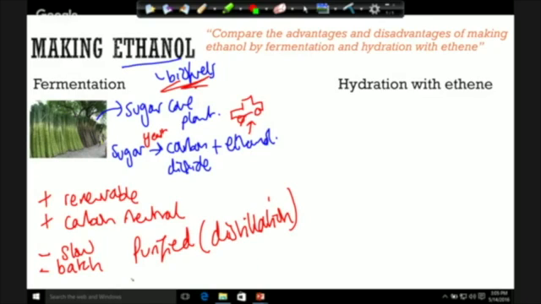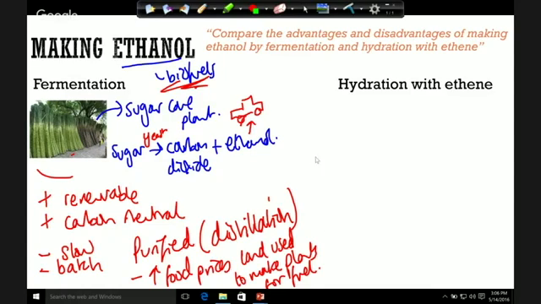Another disadvantage is that this land that's being used for fuel is therefore not available to be used for food. So it drives up the food prices because the land is being used to make plants for fuel.